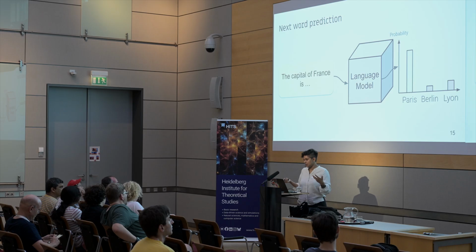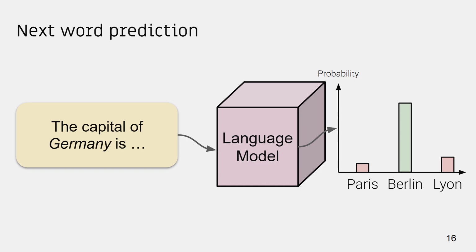Similarly, if you changed the question so that you were asking the capital of Germany is, then you would want Berlin to be assigned the highest probability, and you'd want the other ones to be assigned lower probability. So this is kind of the end state that you want. This is the end state of a fully trained language model.